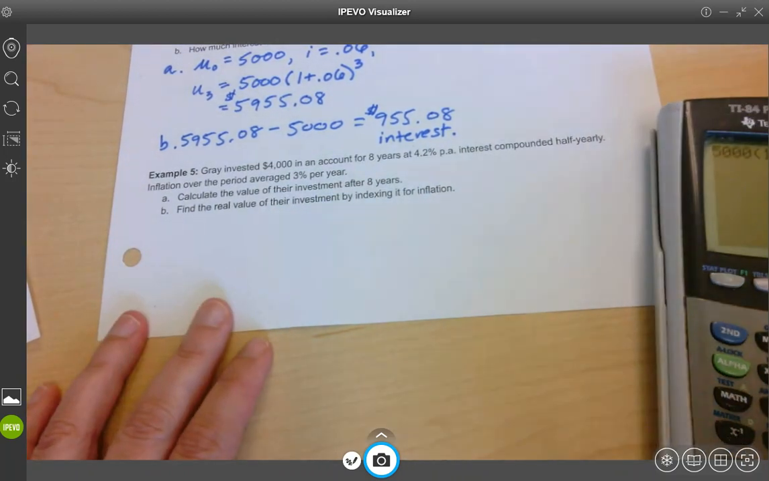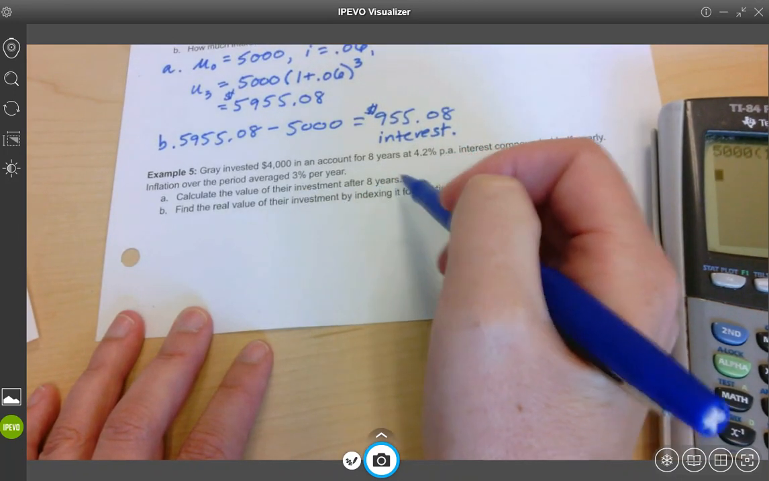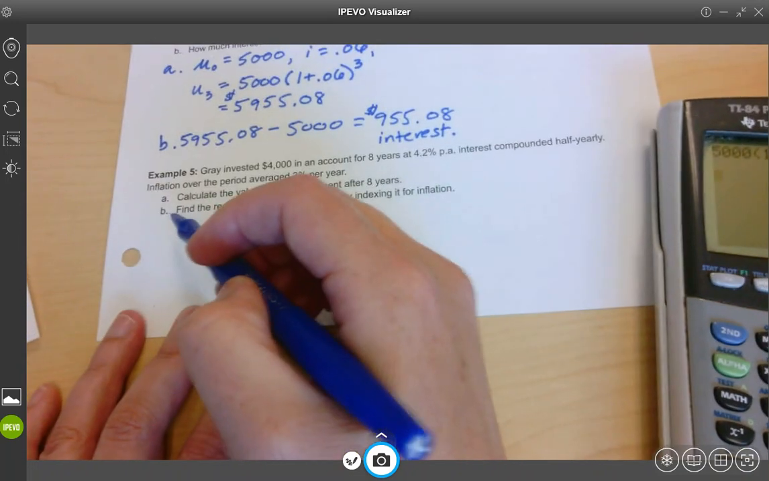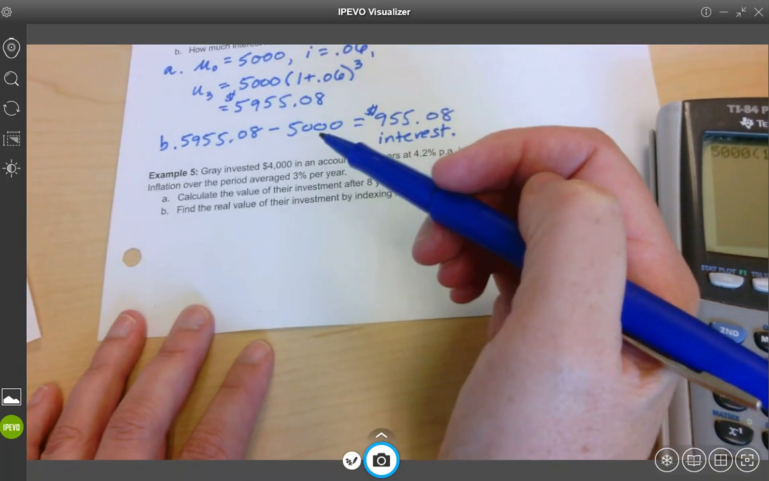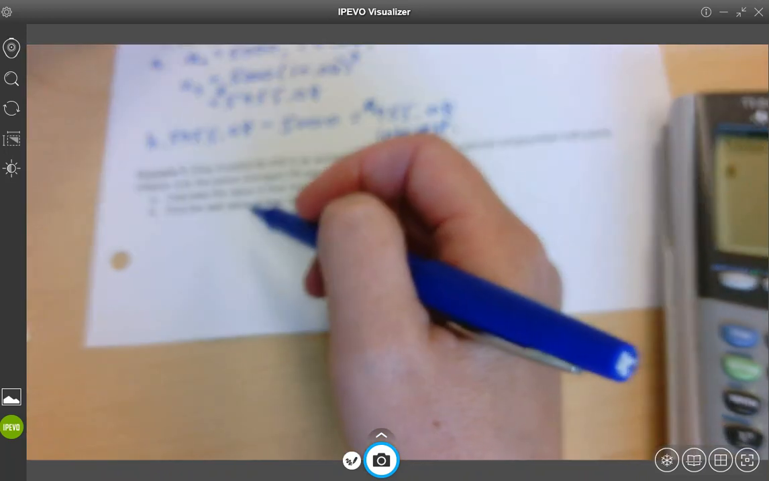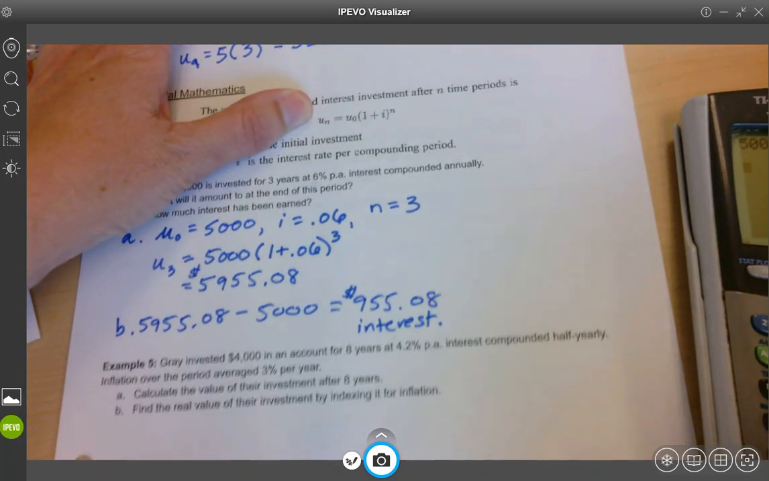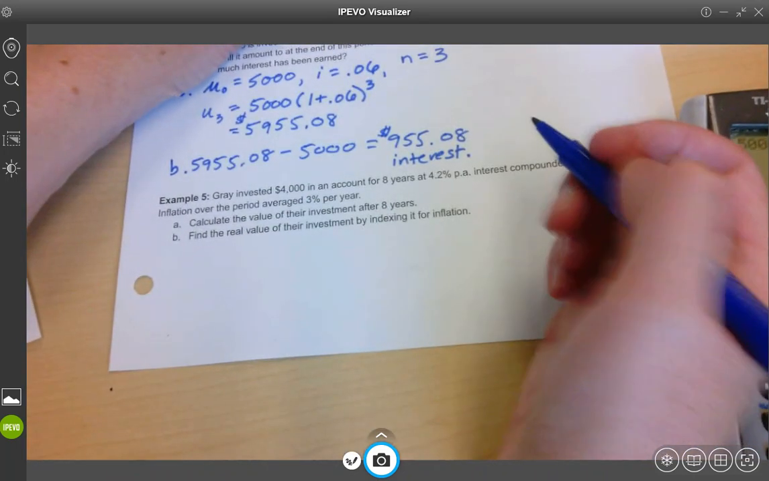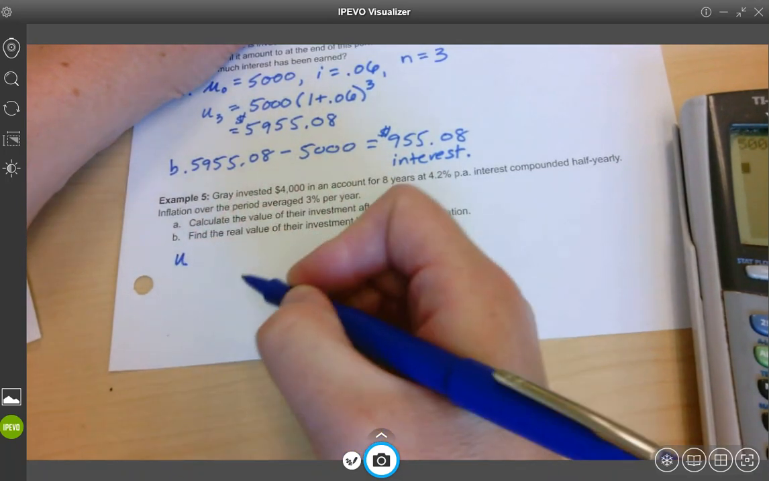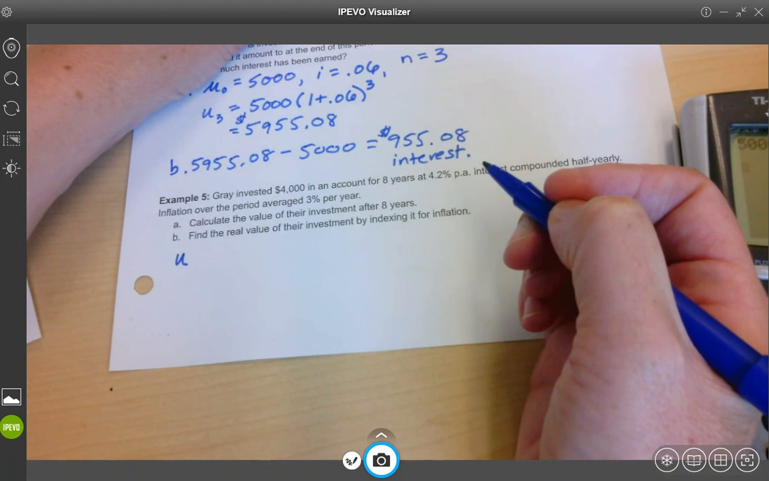Okay. In A, we're going to just calculate the value of the investment after 8 years. We're not going to worry about the inflation yet. The inflation comes in part B. So for A, we're still using the formula at the top here. It's U sub n, but this time n is not the number of years, it's the number of compounding periods.